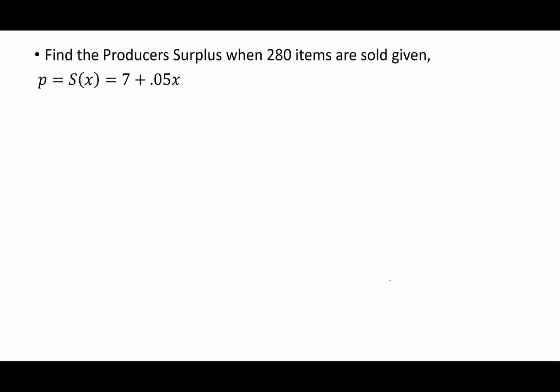So let's try another example with the producer surplus. It says find the producer surplus when 280 items are sold, given S of x equals 7 plus 0.05x. So this time we were given x, and we need to start by finding p. So p will be 7 plus 0.05 times 280. This gives us a price of 21.